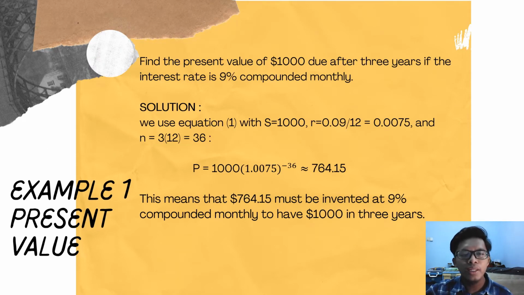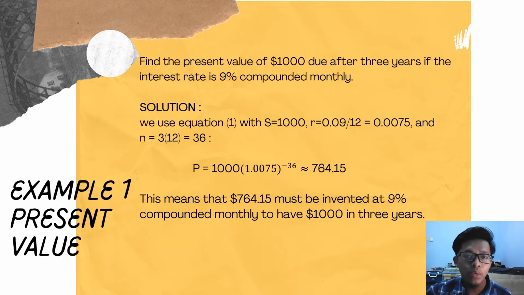So after we learn the basic formula in present values, we go for example 1. The question is find the present value of $1,000 due after 3 years if the interest rate is 9% compounded monthly. For the solution, we use equation (1) with S equal to 1000, R equal to 0.09 divided by 12 and we get 0.0075. And for n equal to 3 times 12, we get 36.